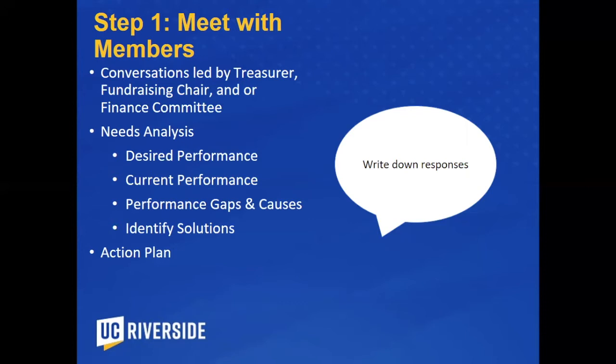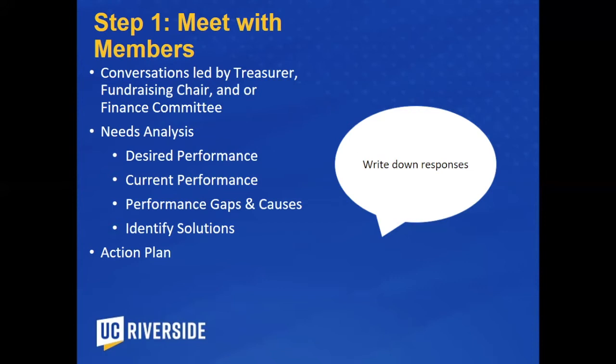For the needs analysis, you want to address your desired fundraising goal for the group. This could be fundraising a minimum of $500 a quarter. Then think about what are the skills, knowledge, and behaviors needed to perform the task effectively. The next step is to assess the current performance of the group. You can do this by interviewing or surveying your members to determine performance levels.